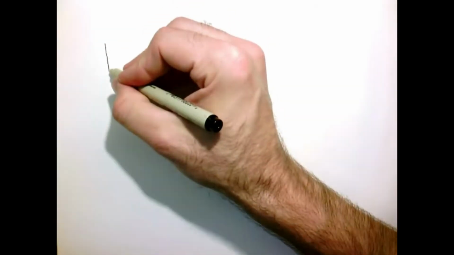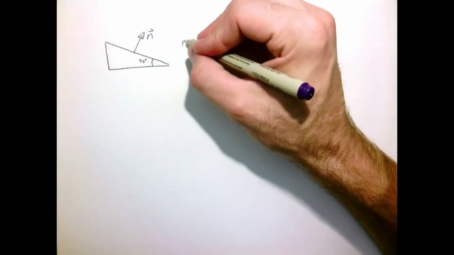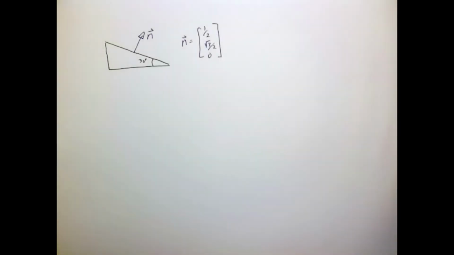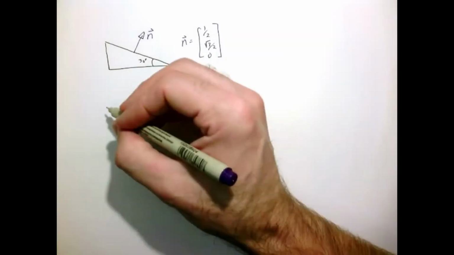Now let's consider a slightly more complicated example. Let's look at a surface that's inclined at 30 degrees. So therefore the normal vector is 1/2, square root of 3 over 2, and 0. So let's just write this out.